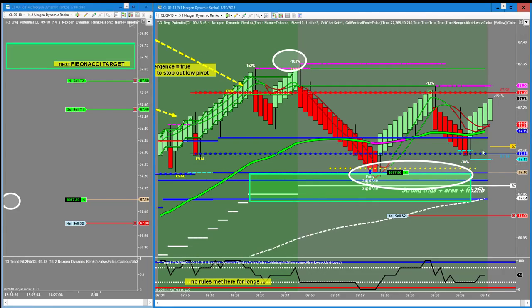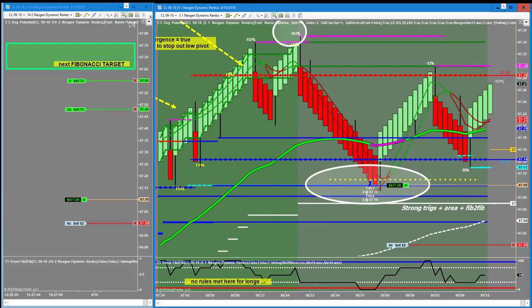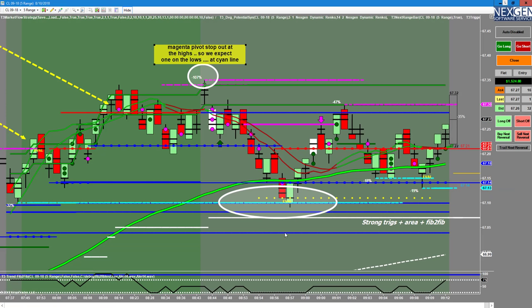So now look at this. I want you to see inside of the trade here. So look at our entry. And again, 67.10 was the cyan line. So again, let me show it to you here. They stopped out the magenta at the top, and look down here at the bottom. They stopped out the low by one tick.